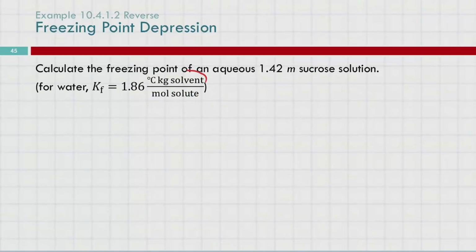Now the key is that kilogram solvent over mole solute is just inverse molality. So what this actually is, 1.86 degrees Celsius per lowercase m, molality. That's all it is. It's not scary or weird. It's that.